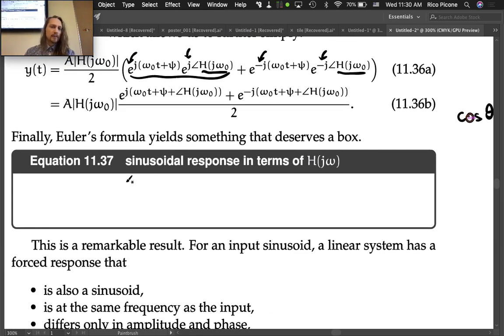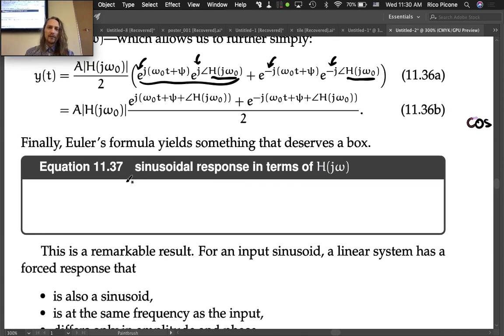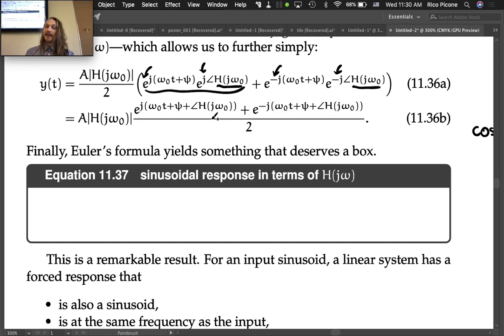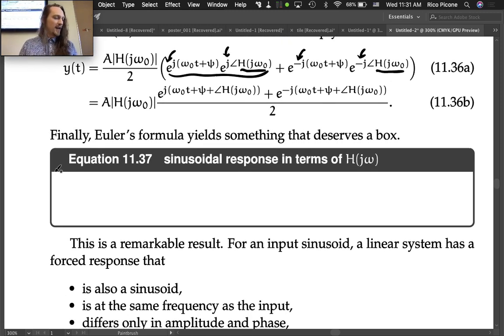So we can now turn this into essentially a cosine, and that's what we're going to do. But we want to put it in a box here. So I'm going to review the bidding in terms of what this is representing now, because we've done this sort of long derivation.